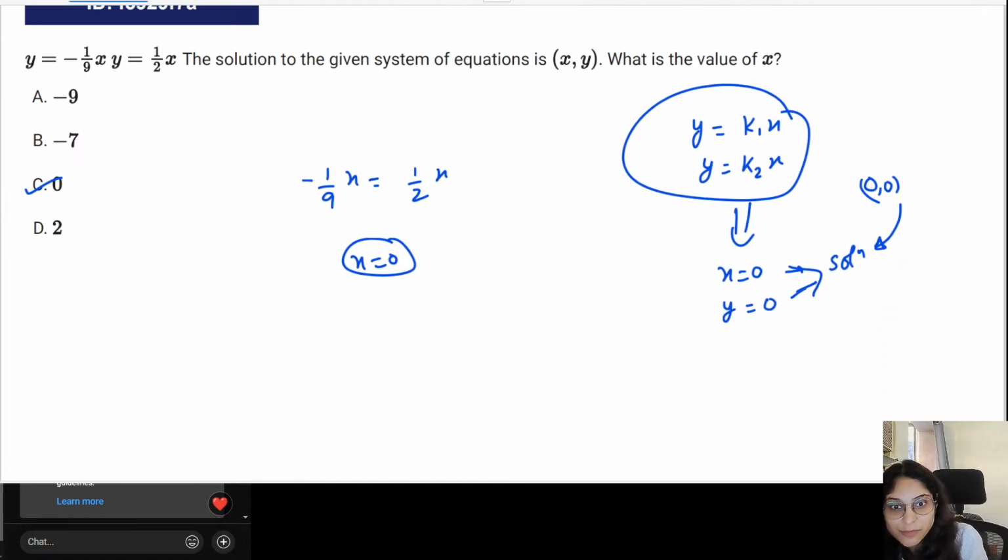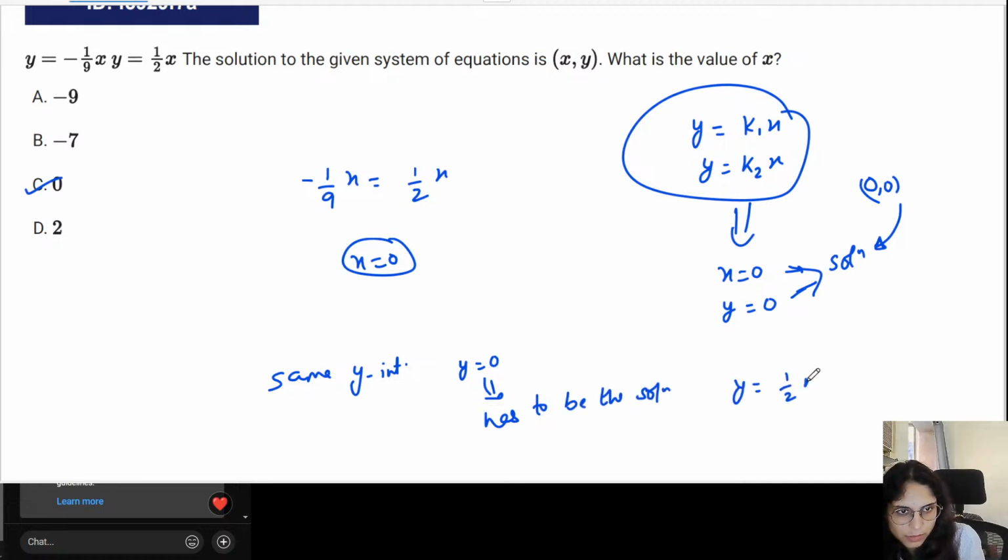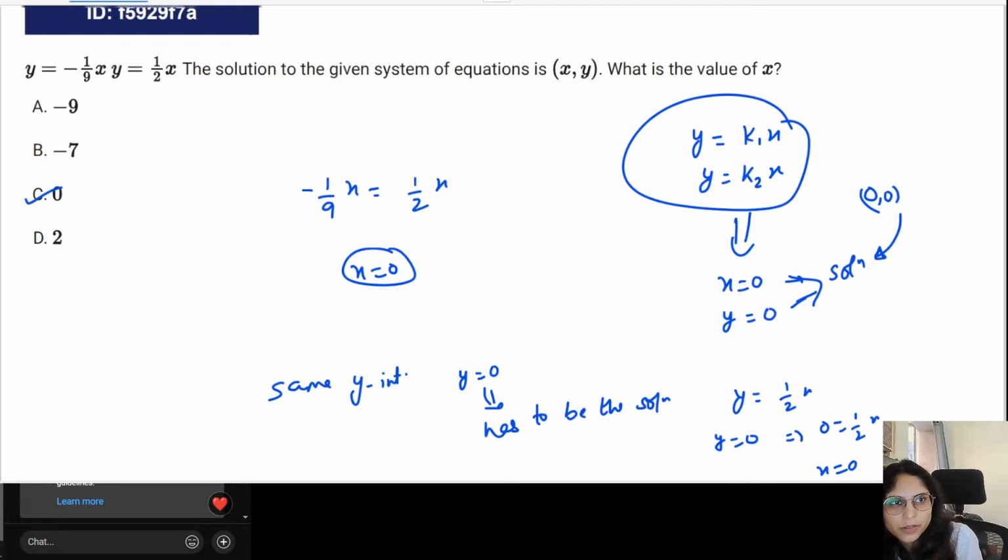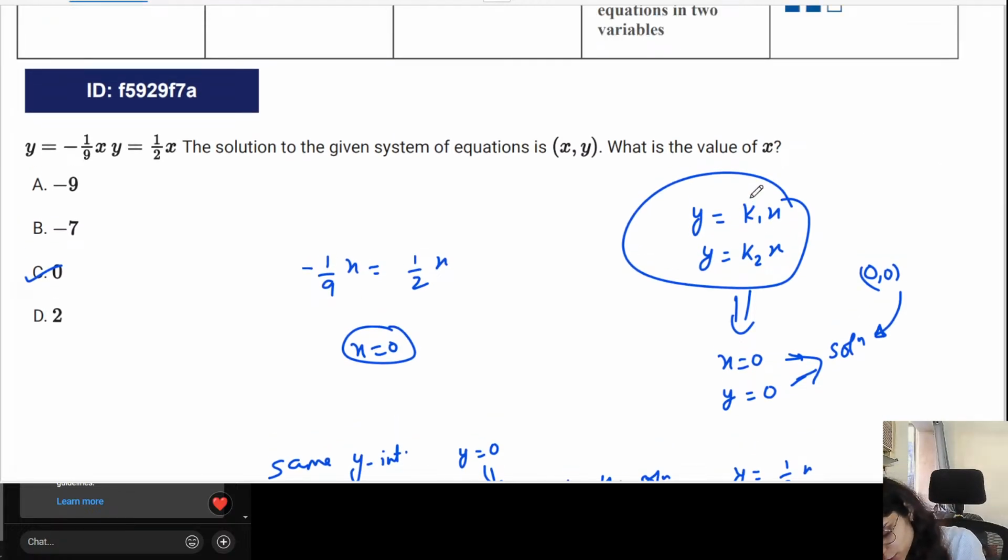The other way is they have the same y-intercept. That means it has to be the solution. And if y is equal to 0, x is also 0. But here you can remember these are called proportional relationships, where your y-intercepts are 0, solution is always going to be 0 comma 0. So this is a concept. So you won't have to use Desmos or solve, nothing. You just look at it, you know the answer is 0.